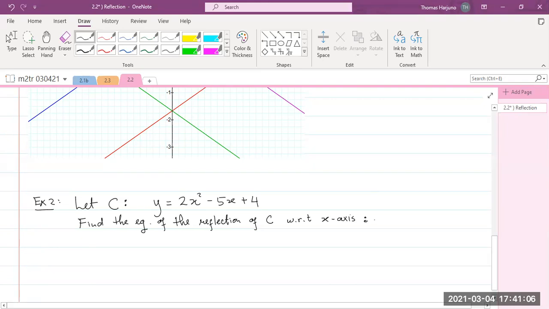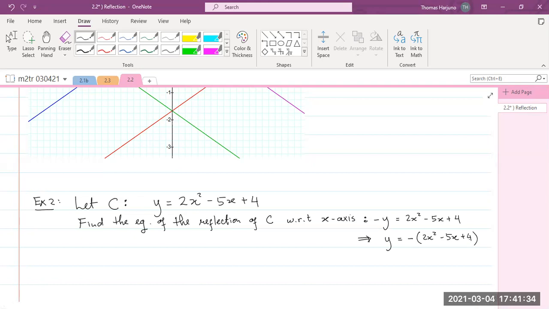We change the y becomes negative y. Of course, fast forward in future, when we write an equation of a function, we usually don't put the negative in front of the y. We usually multiply both sides by -1, so we get the opposite of 2x squared minus 5x plus 4. Okay, now that will give us a curve, but you make it upside down. You reflect that with respect to x-axis.